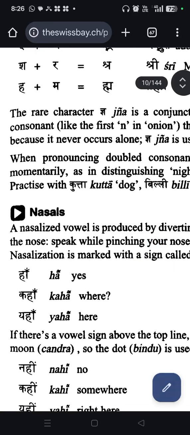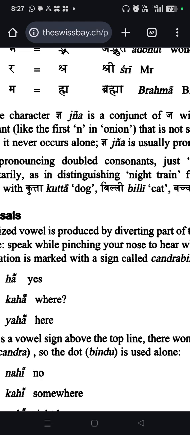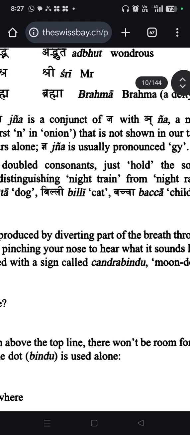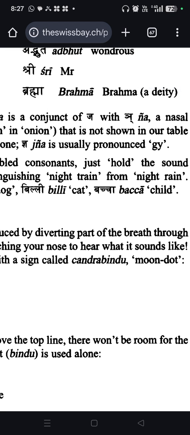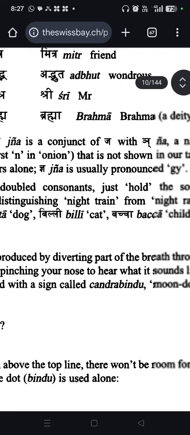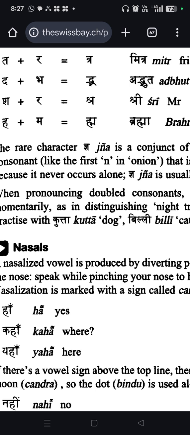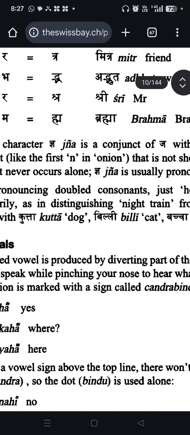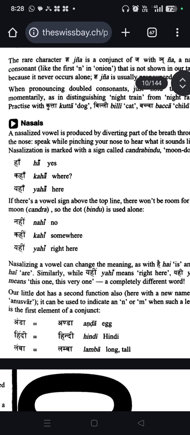Anyway, when pronouncing double consonants, just hold the sound momentarily, as in distinguishing night train from night rain. Night rain, night train. Now you hold it. Practice with ba and k, ba. So that's two bars coming together, I think. Ba and the li, and cha, child. So we hit our mark. So we'll begin the other one next time.